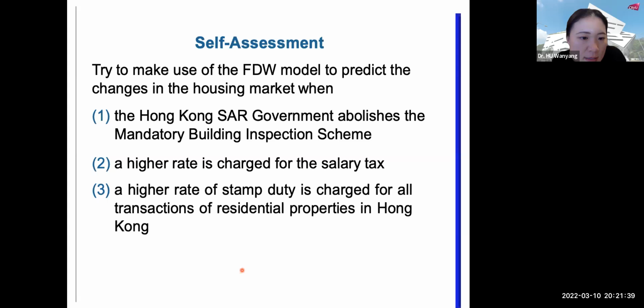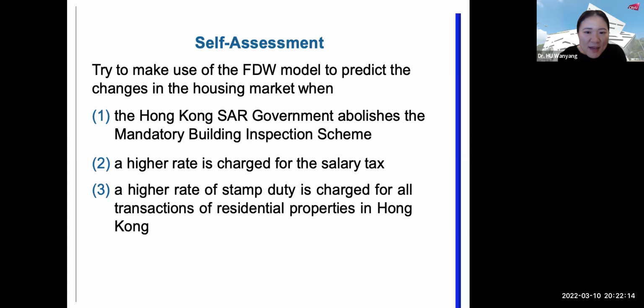There are some self-assessments. For example, you can use the FDW model to determine the effect if there are changes in the housing market from the government, or a change in the tax rate, or a change in the stamp duty. So how that will affect the market, you can actually use the FDW model to determine those factors' impact on the housing market. Okay. All right, so I think this will be the end of the lecture.